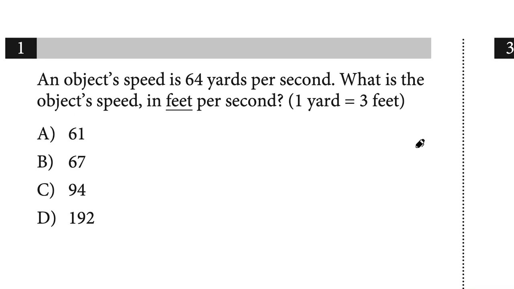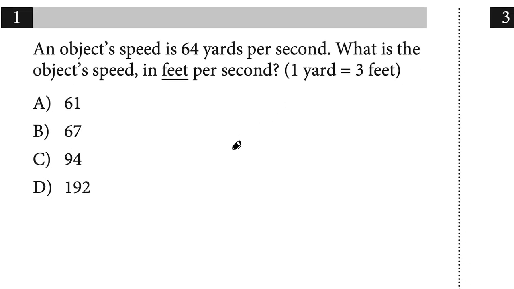Let's see. An object's speed is 64 yards per second. Okay, 64 yards per second. What is the object speed in feet per second?